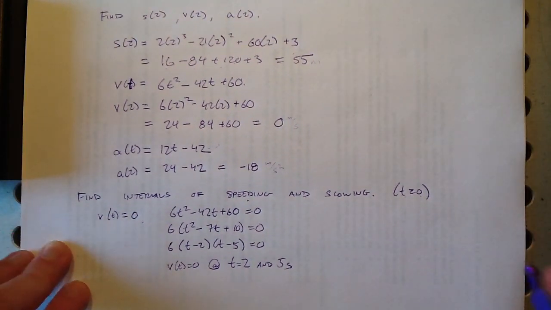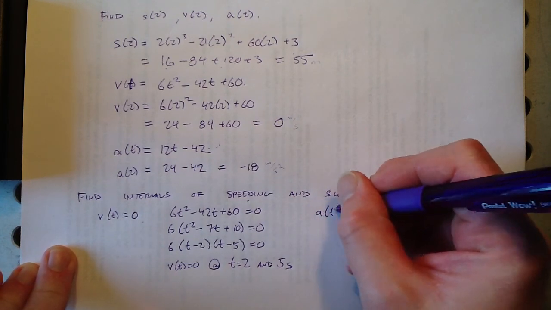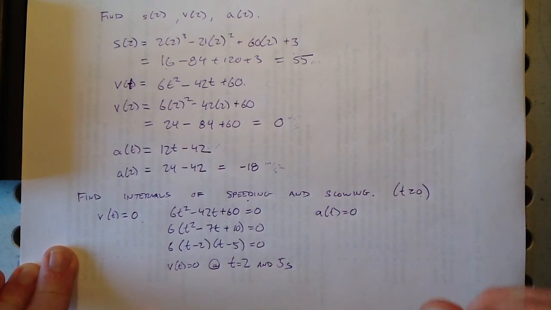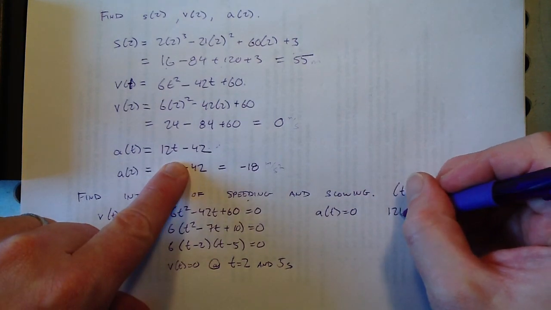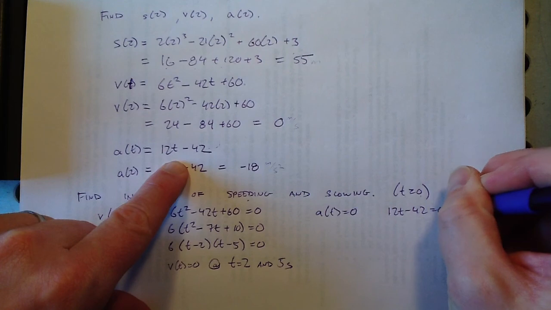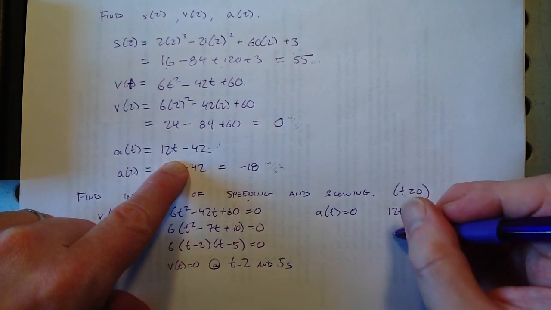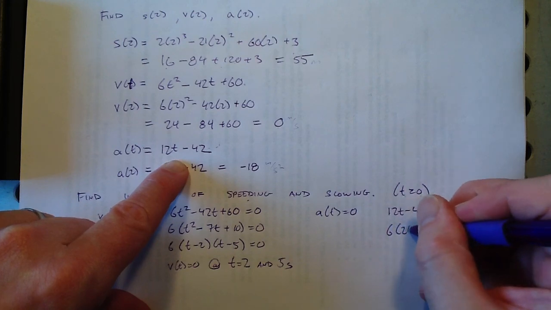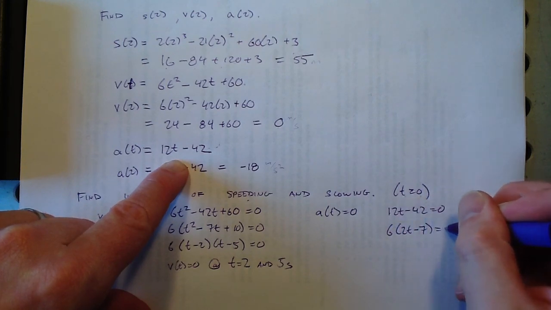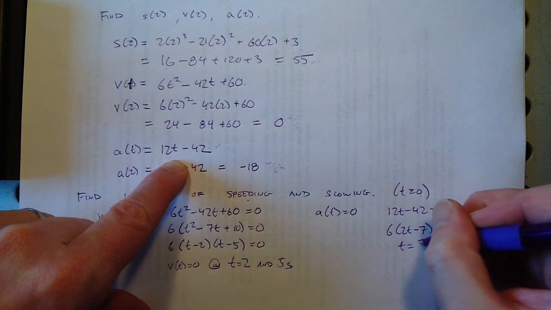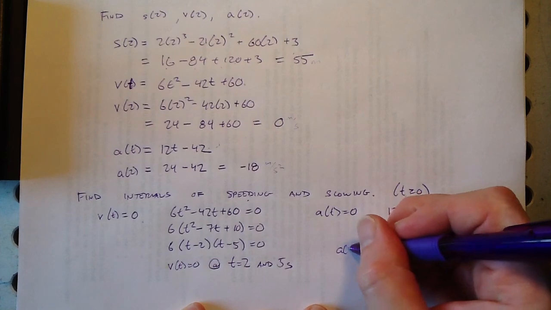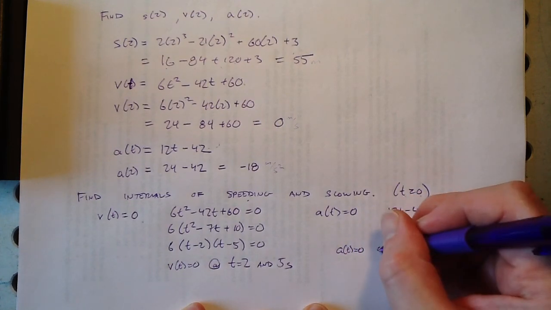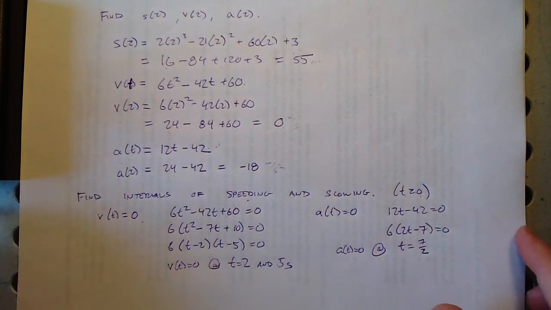Okay, now let's do the same thing. Let's set the acceleration equal to 0 and see where that changes sign. Acceleration is 12t minus 42 equals 0. And factoring out a 6 gives me 2t minus 7. So it looks like t would be equal to 7/2. So the acceleration is 0 at 7/2.